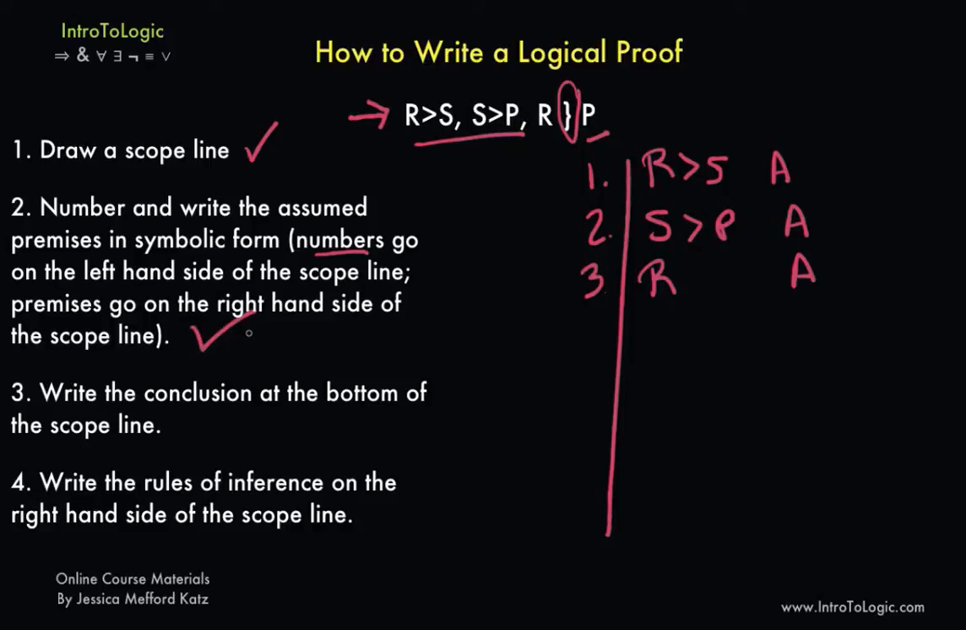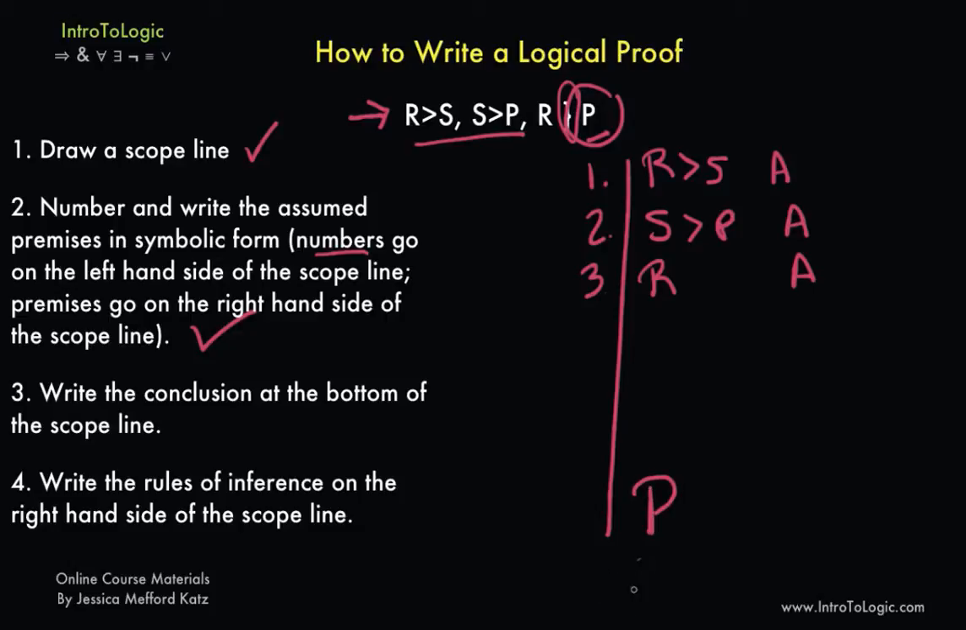Great. The next step is to write the conclusion at the bottom of the scope line. Now this step is not required, but I highly recommend it because it can be very useful when you go on to do longer and harder proofs. So our conclusion is on the right-hand side of that bracket. It's the P. So we can just estimate how many steps you think you're going to have to take. You'll get better at that as you progress. And then just write the conclusion at the bottom.